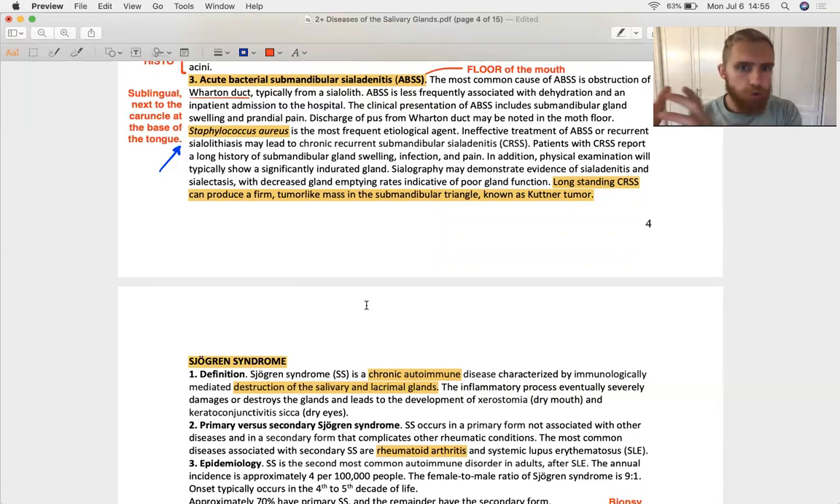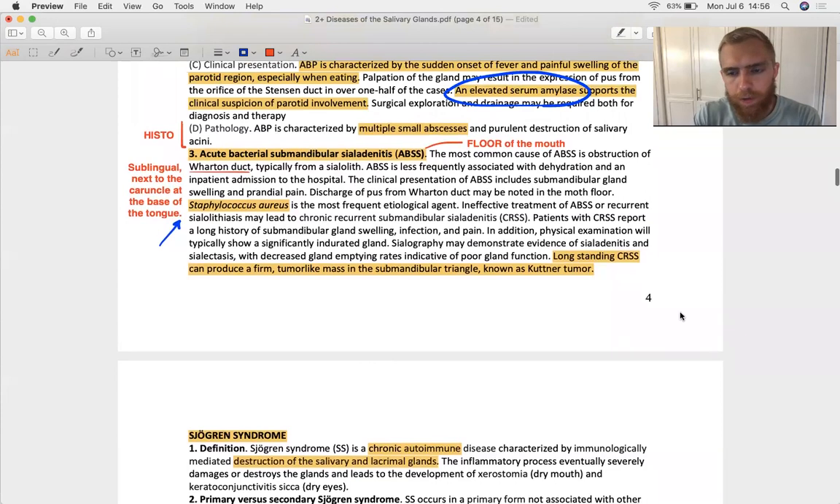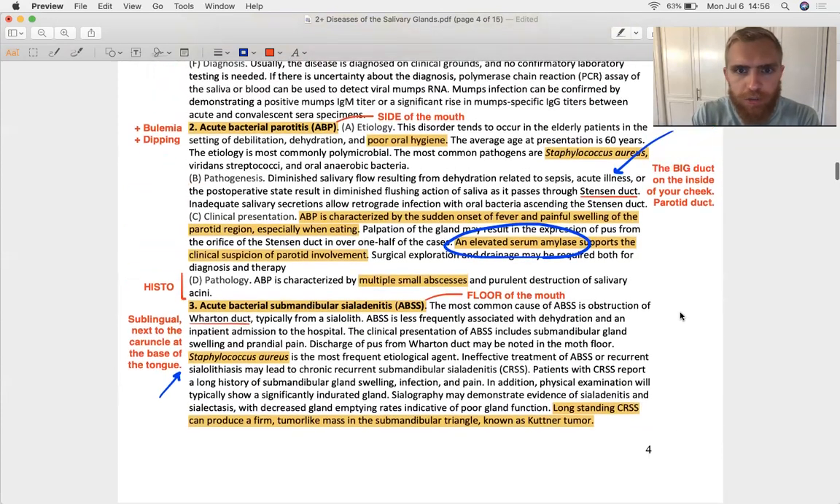It can turn chronic. And then if it does, you might get this firm nodule in the submandibular triangle, and that's called a Küttner tumor. And what that is basically just a backed up lymph node that can't clear out all of the injurious agents within it.